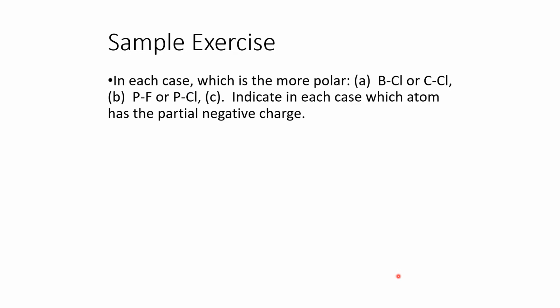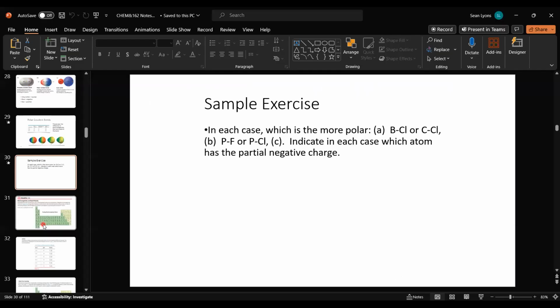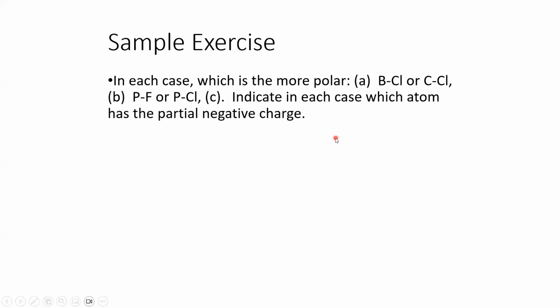So with this one, we'll just look at this slide here. So if we want to figure out which of these bonds is most polar, we've got a boron with a chlorine or a carbon with a chlorine. And then with the second set, we've got a phosphorus with either fluorine or chlorine.